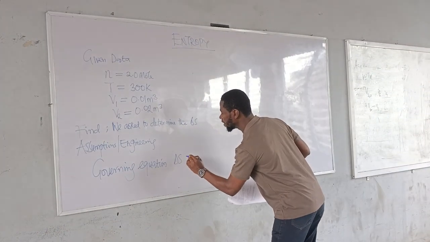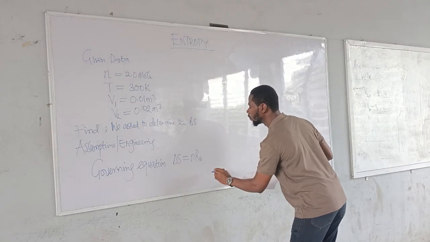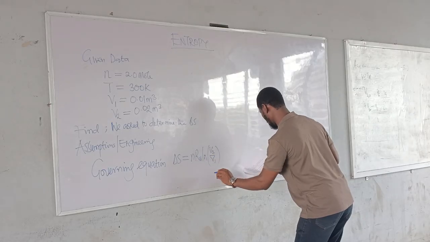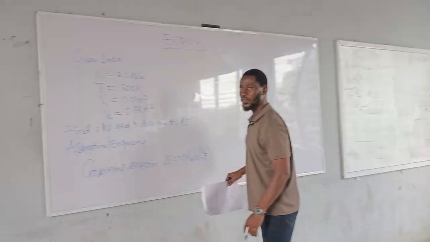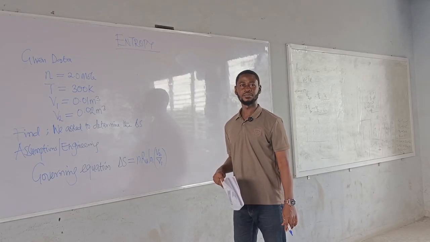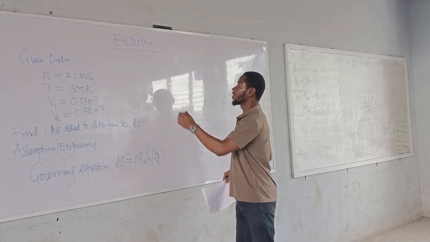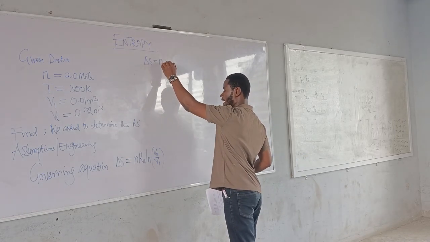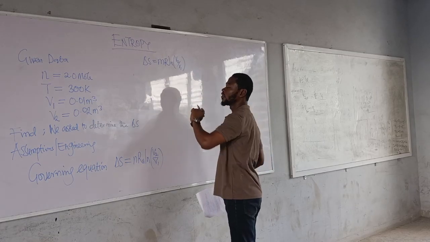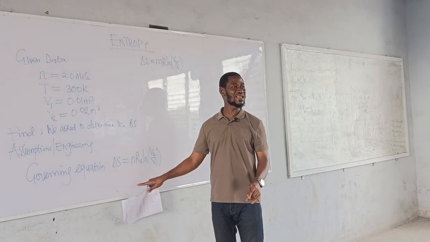The governing equation is change in S equals nR_u ln V2 over V1. This is the governing equation in this case for an ideal gas. Now, the first one that we have always been familiar with is change in S equals mR ln V2 over V1. You will notice that the R that you have here is known as the universal gas constant.